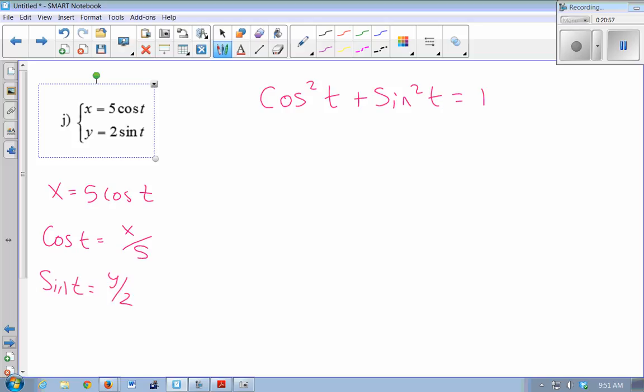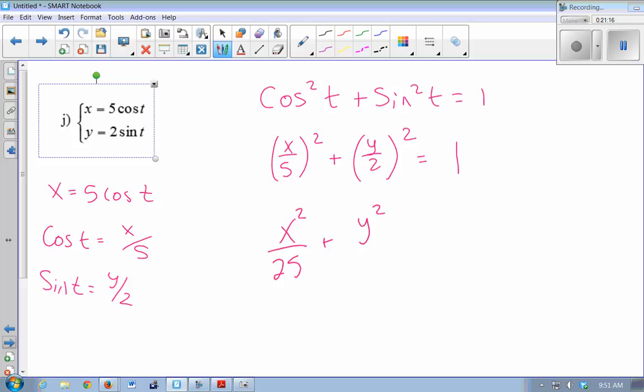And then in your Pythagorean identity, you replace cosine with x over 5. So this is going to be x over 5 squared plus y over 2 squared equals 1. And you could leave it like that, or you could say x squared over 25 plus y squared over 4 equals 1. This is the best way to write it because now it's in the standard form of a conic section, and you could easily say, what is this? An ellipse.